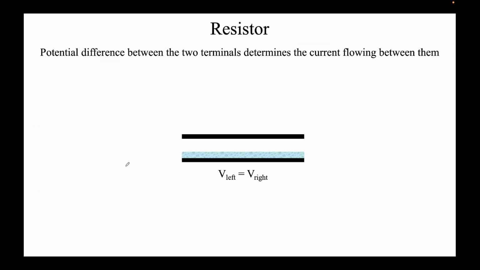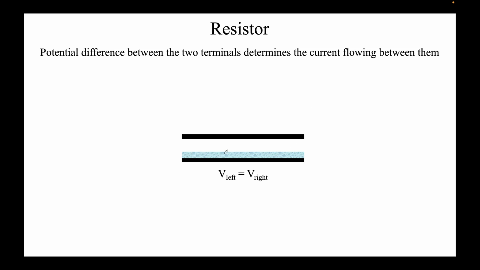Now we move forward to our next set of problems, which concern transistors. But before we start with transistors, I'll come to something very basic, which is the resistor. A resistor is nothing but the potential difference between two terminals, and the potential difference between the two terminals will determine the current flowing between them.